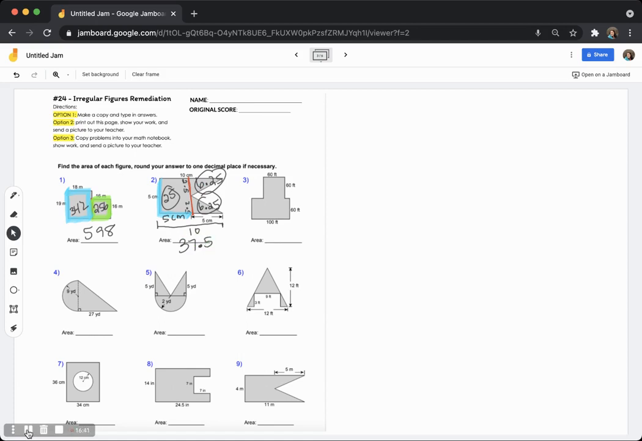Right, number 3 is like number 1. So I'm just going to split this up. I'll split it here. So at the top, we have a 60 by 60 square. And that's going to give us an area of 3,600.